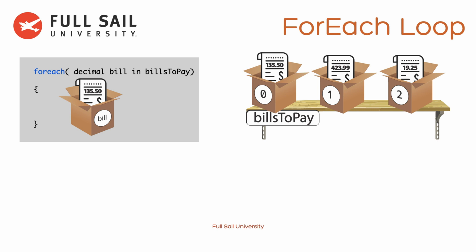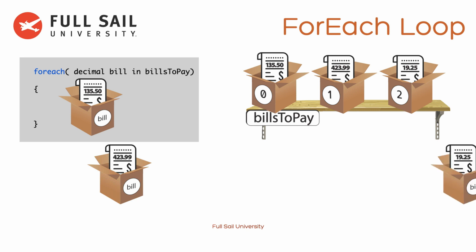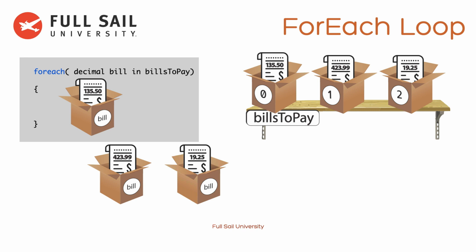Now, when this loop goes to the next one, what happens? Well, it's going to come up and it's going to take the value of 423.99. But notice it's still going to be the variable bill. Okay? We're just changing the value inside of it. And when it loops a third time, it's going to take on that 19.25. But notice it's still the variable bill, and we're not dealing with the actual elements.